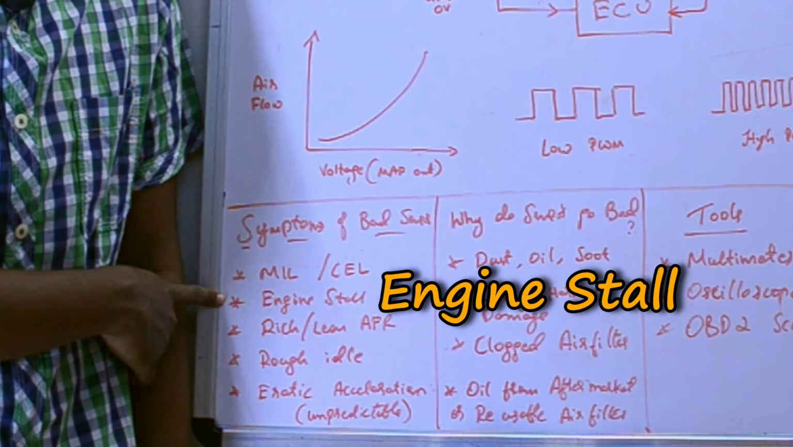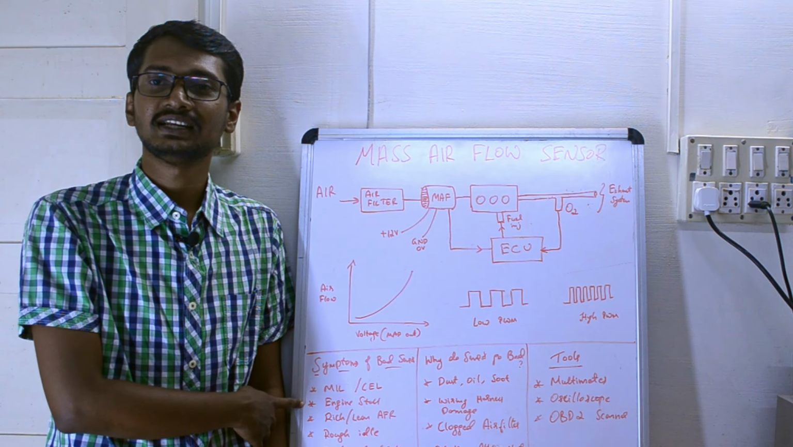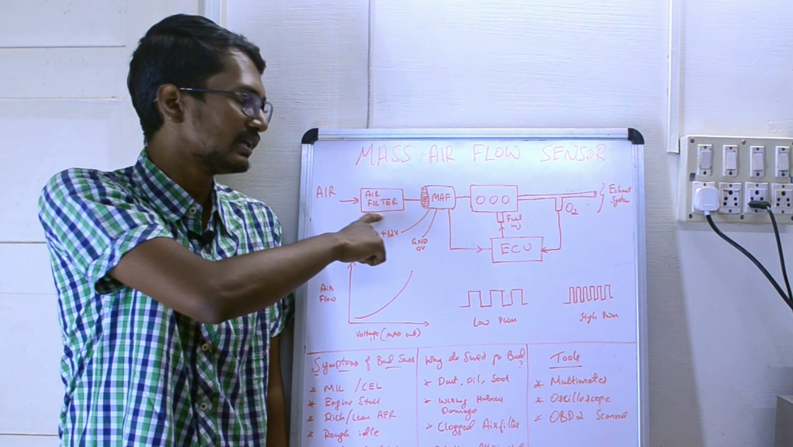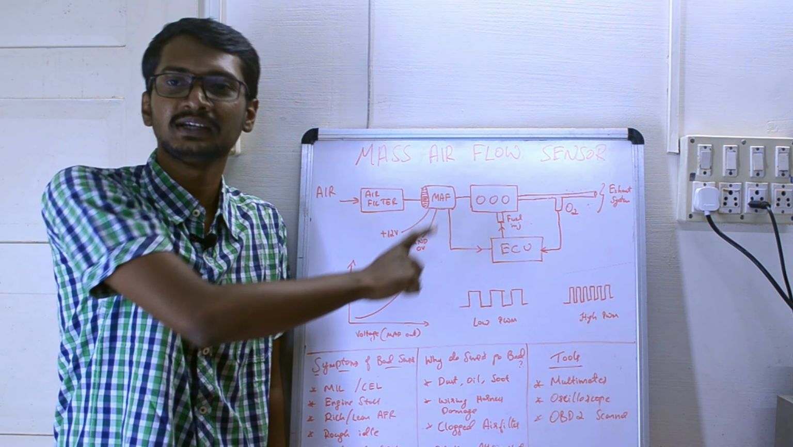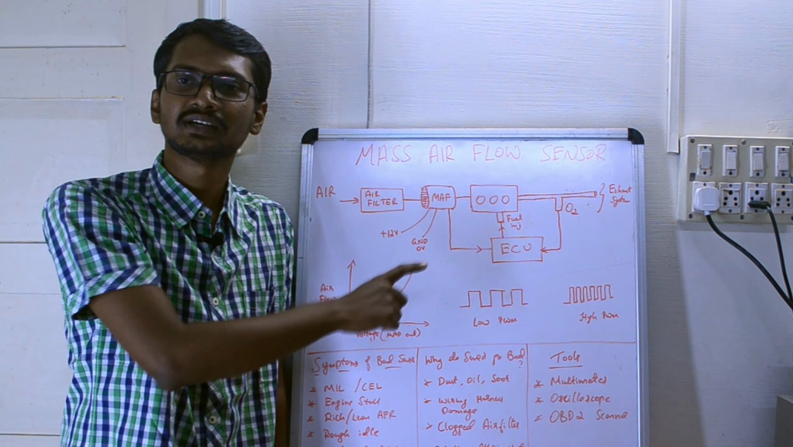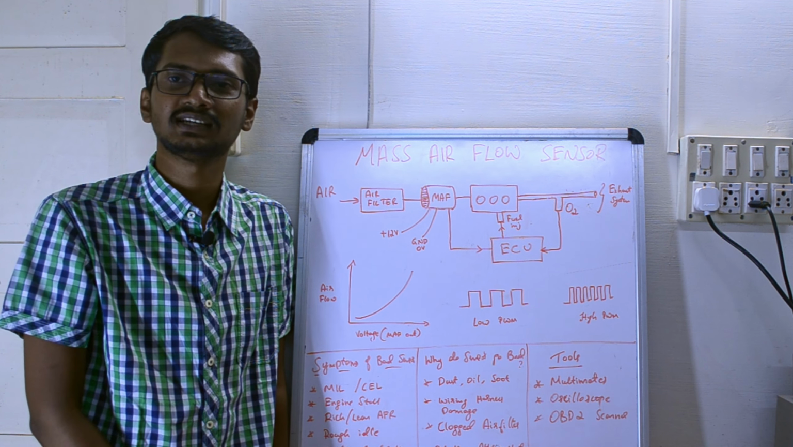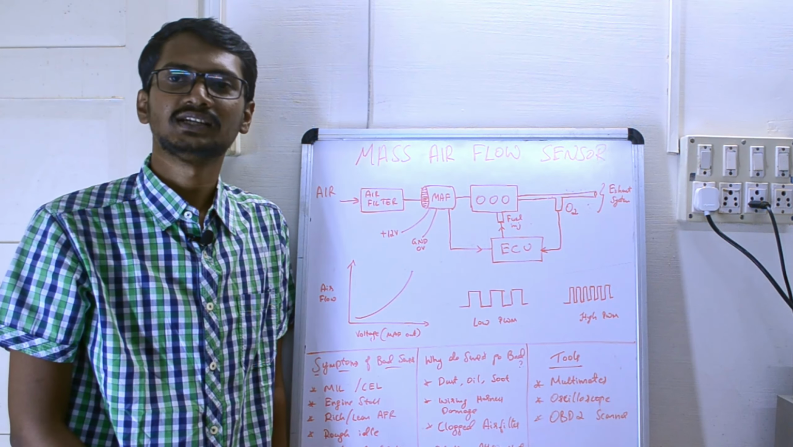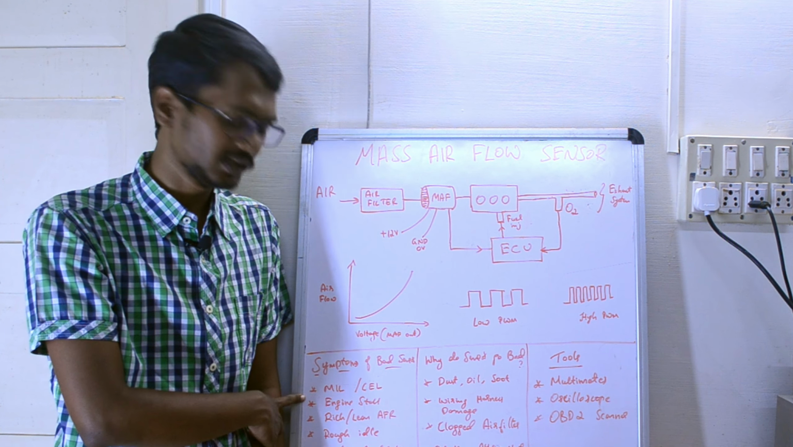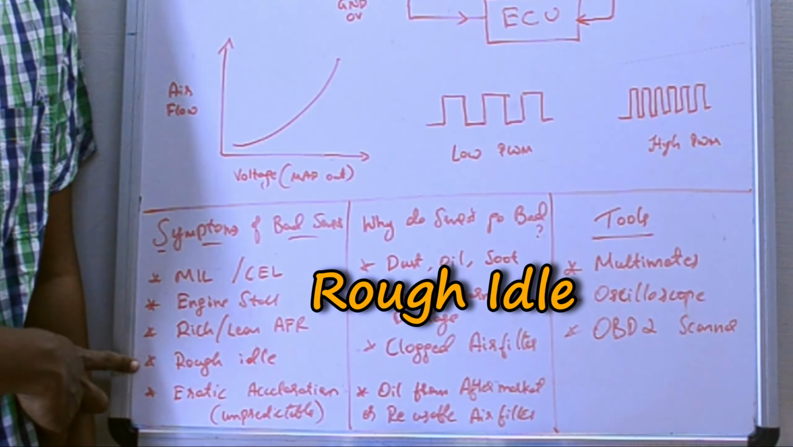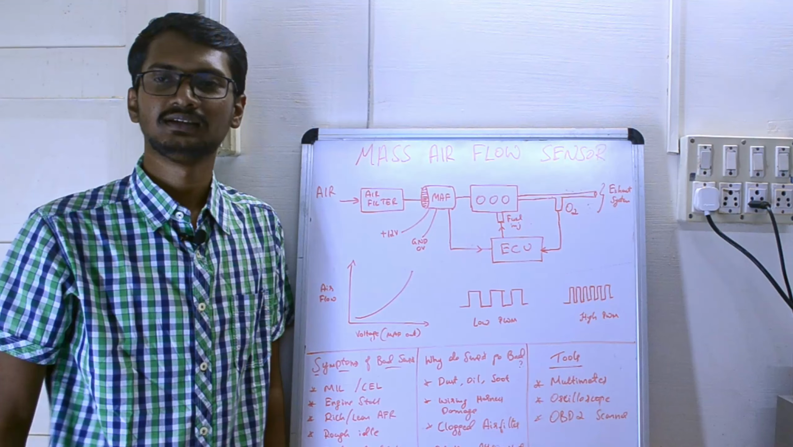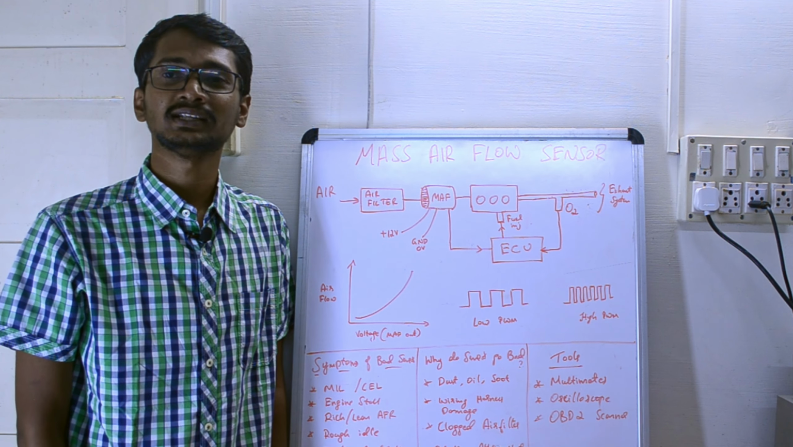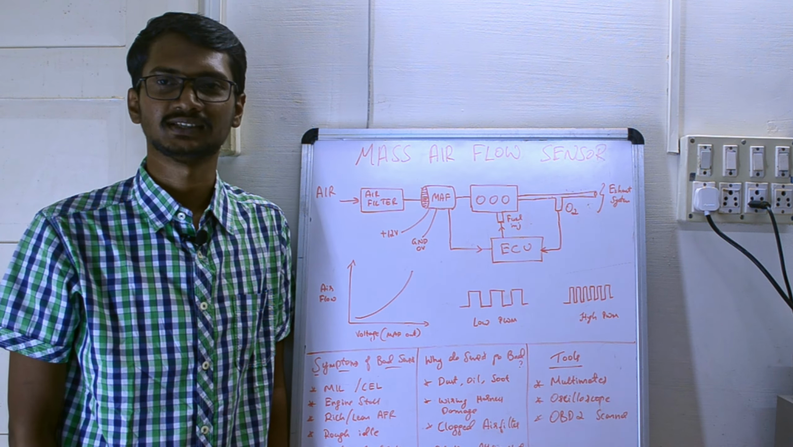And next is engine stall. Since we are not getting the proper amount of air information, the AFR, air-fuel ratio, cannot be determined by the ECU. That means the ECU cannot determine whether the engine is running rich or lean. That is why we can observe engine stalling, rough idling, and even erratic acceleration.